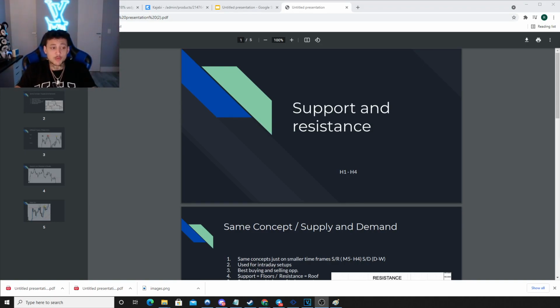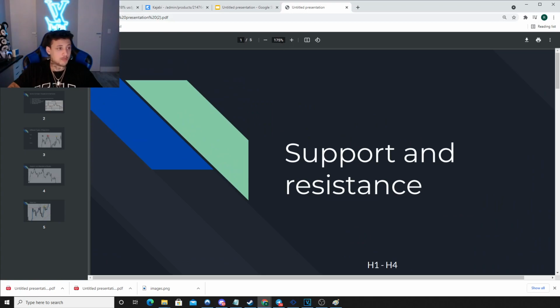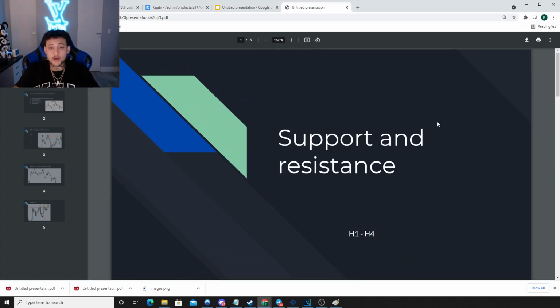But anyways, in this section we're going to be going over support and resistance, which again is a very similar concept to supply and demand. Let me zoom in here so you guys can see a little bit better. It's a very similar concept to supply and demand, except we're going to be using this on our lower time frame. So any of you scalpers, intraday traders, this is going to really apply more to you. Supply and demand is going to be mainly for swing traders, even though we can take intraday trades from these supply and demand levels, but generally they're all the same concept.